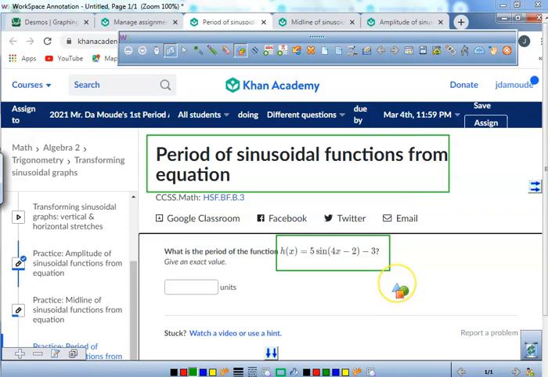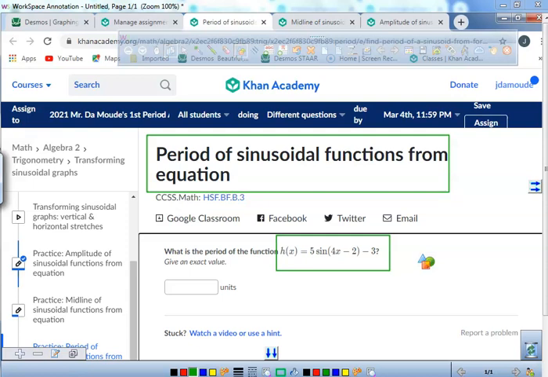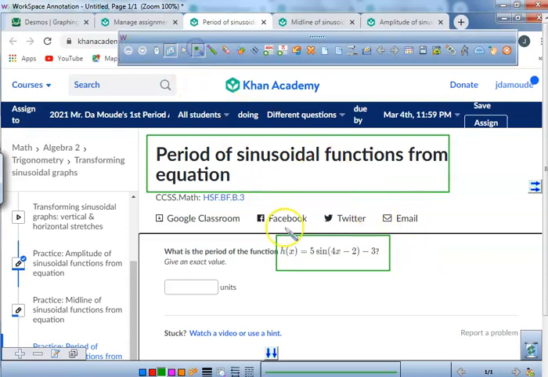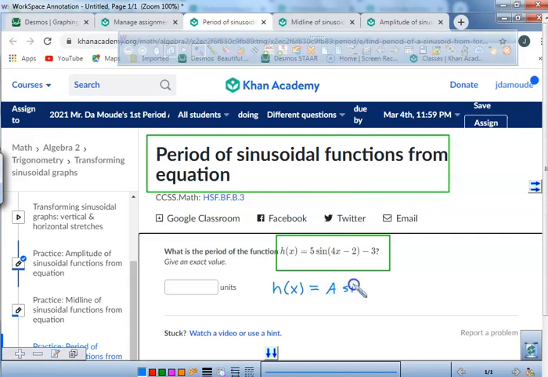Okay, guys, right now what we're going to be talking about is the period of a sinusoidal function, but we're not just going to talk about the period. We're going to talk about everything you could possibly see in an equation. So what I'd like you to do right now, please, in your journal, write down h of x equals a sine, open parentheses, bx.